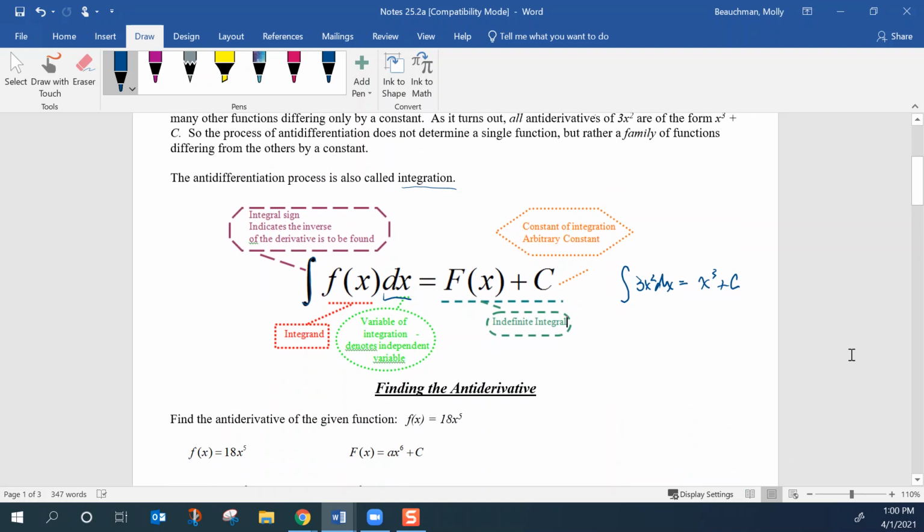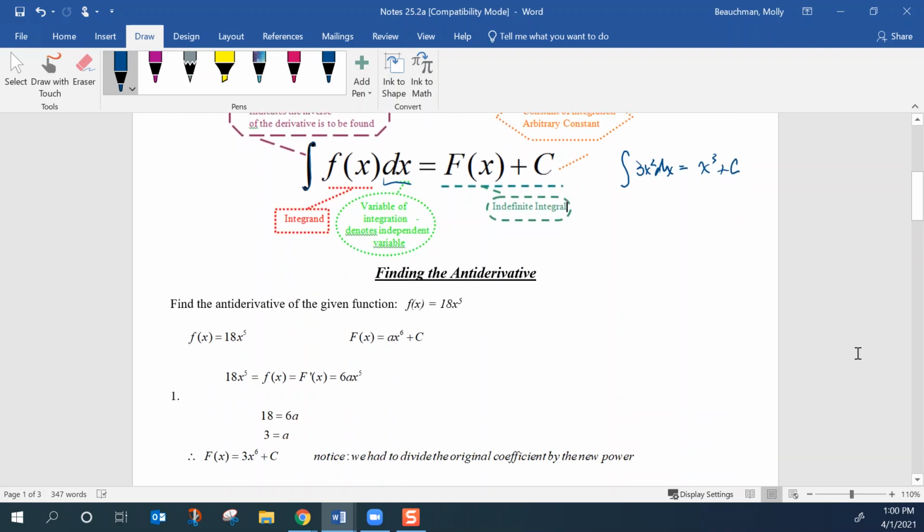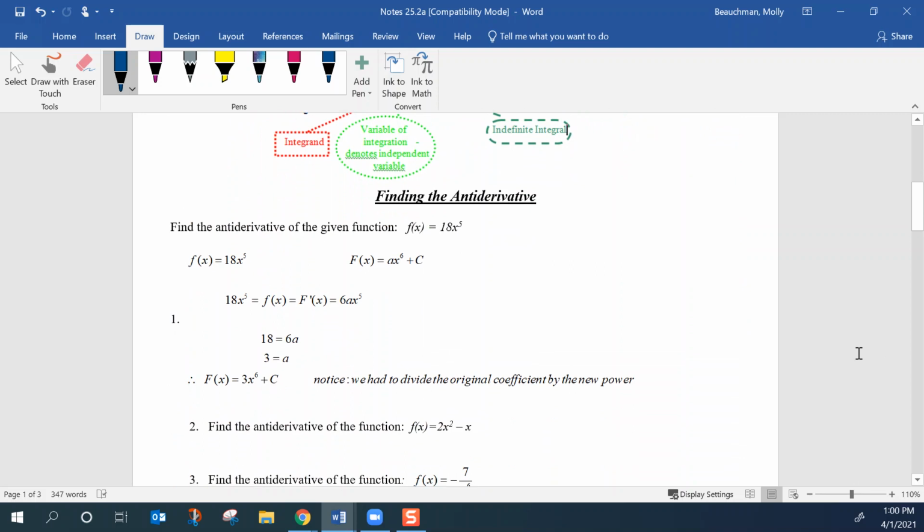So how do we find the antiderivative? Well, let's think about an example. Find the antiderivative of the given function. So you know that when you take the derivative, you multiply in the front and drop the power by 1. So if we're taking the antiderivative, we want to go the other direction. We know that it's going to be x to the power of 6, and then a times that, plus some arbitrary constant.